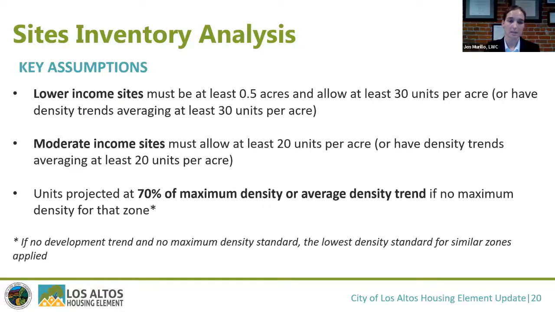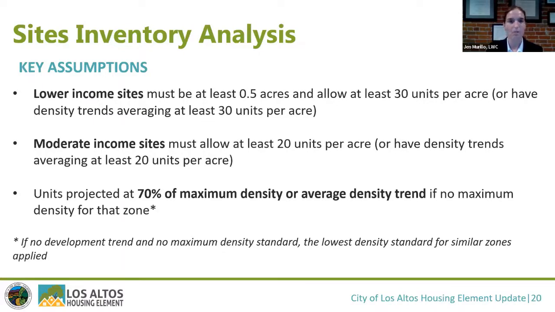Moderate income sites would allow for lower densities, 20 to 29 units per acre, and then market rate sites would be below that, fewer than 20 units per acre. So that's different from how we project the number of units on those sites. It's about being conservative, looking at 70% of the maximum density or trends to project the number of units for the identified or potential sites.